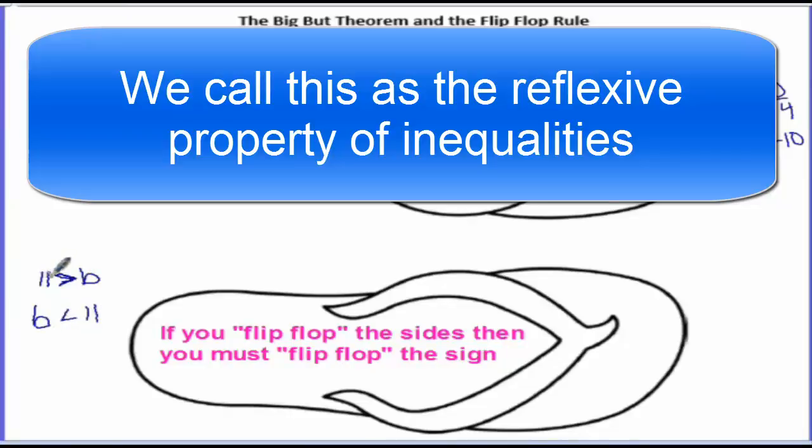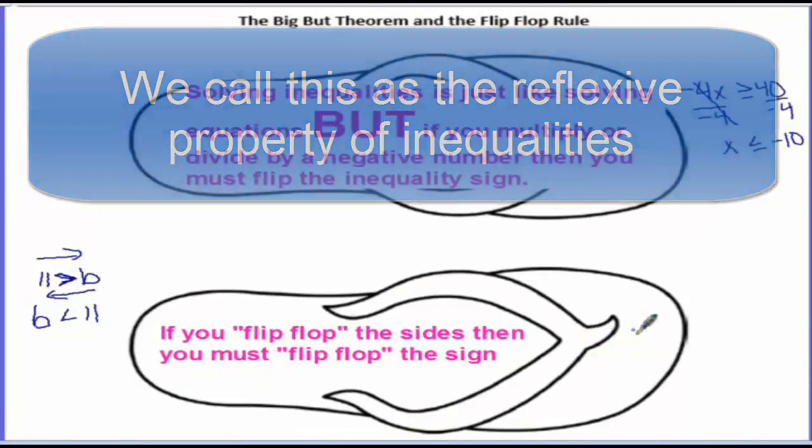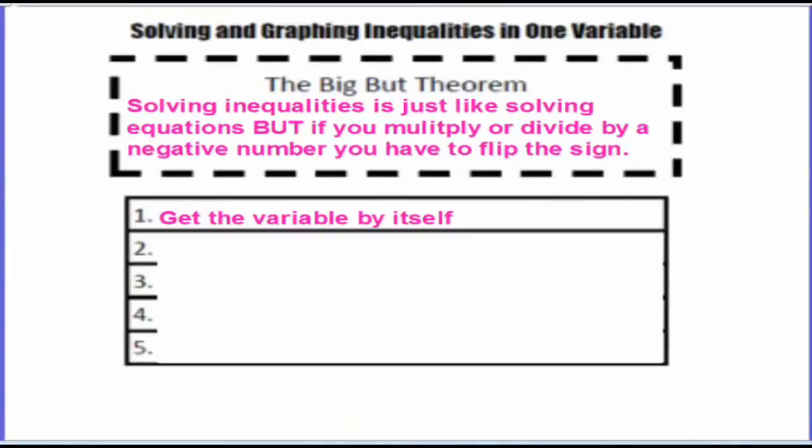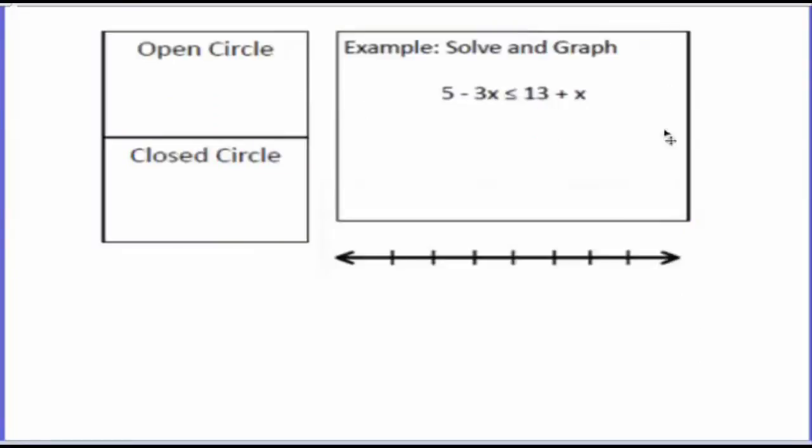It's kind of like if I'm reading it backwards. If I read it left to right, it would be 11 is greater than b, but if I read it right to left, it would be b is less than 11. So that's why I wrote it that way down here. So big but theorem and flip-flop rule. Not technical math terms, but things that you're going to want to remember to be able to solve inequalities successfully. Alright, so when we're solving inequalities, okay, I put the big but theorem again because it's that important for you to remember it. Okay, and we're also going to graph the solutions on a number line. Okay, so first thing we have to do is get the variable by itself, and you have this example right here.